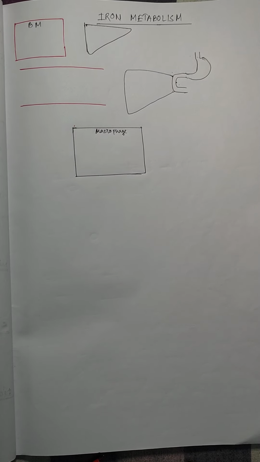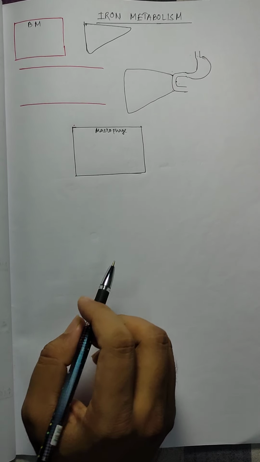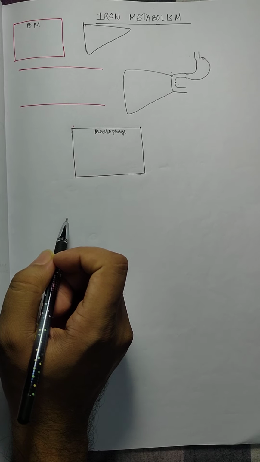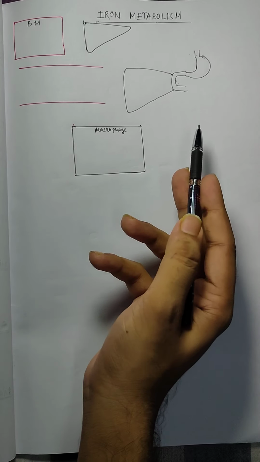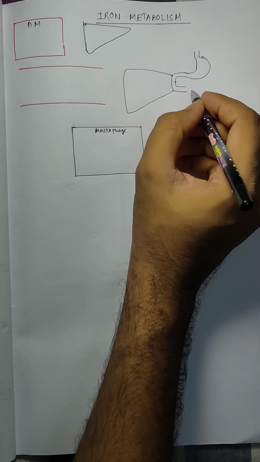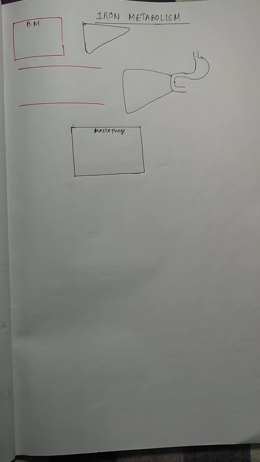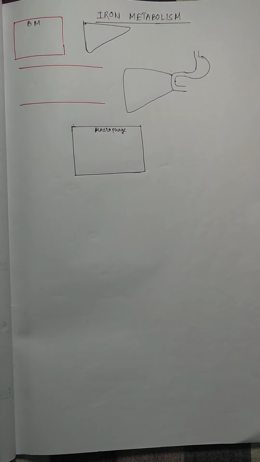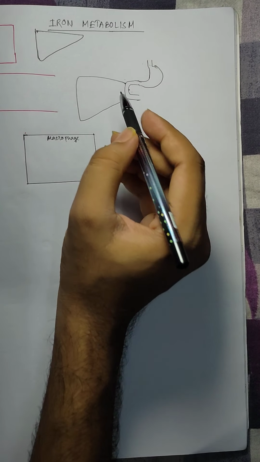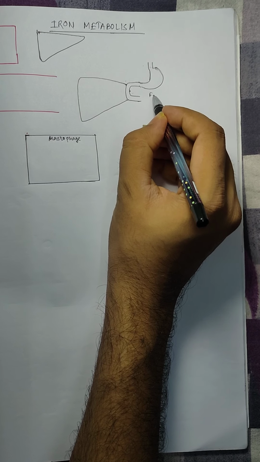Now what happens, basically iron can be absorbed in only one form, that is Fe2+, right, from GIT to the cell. But here what happens, okay, I said only one state, that is Fe2+.